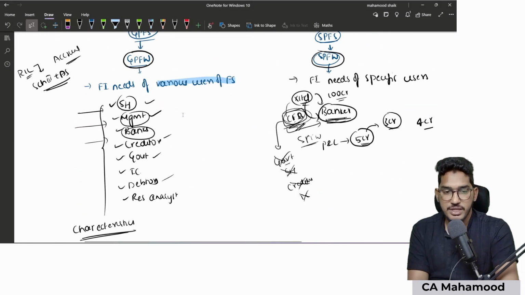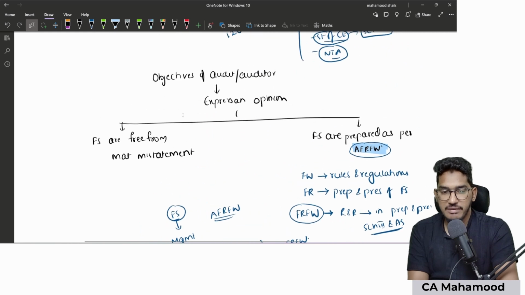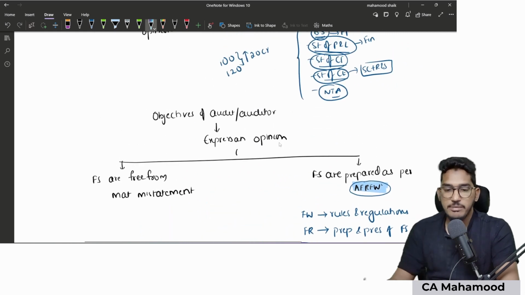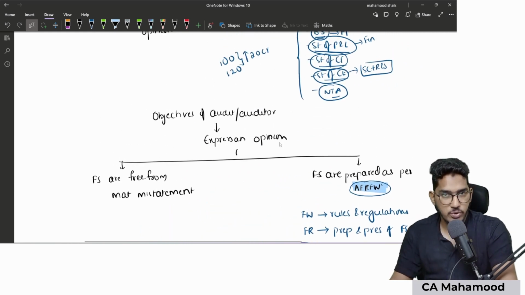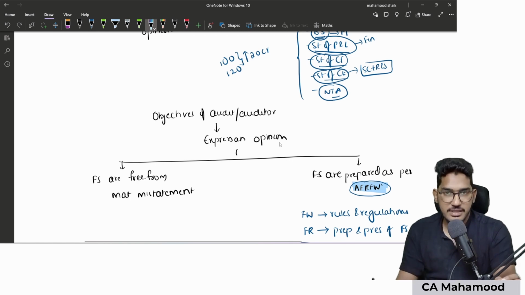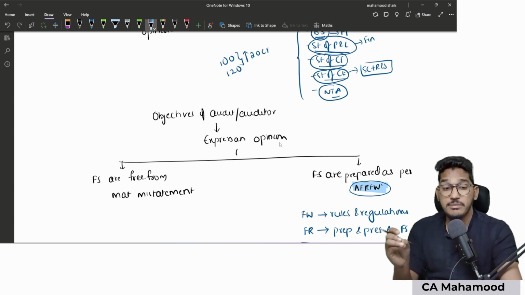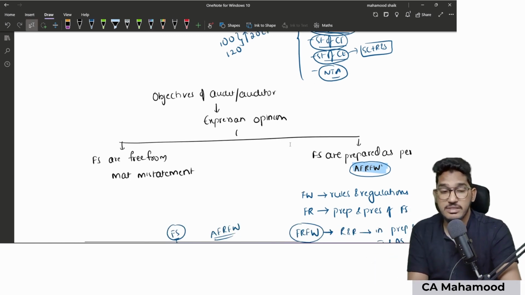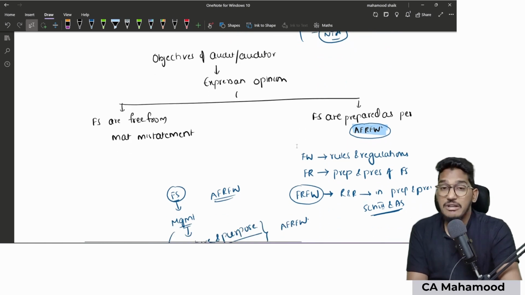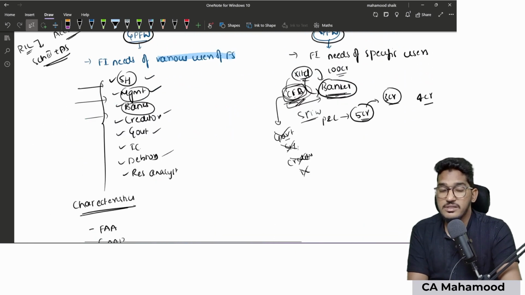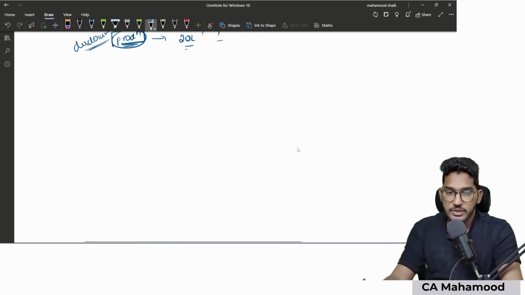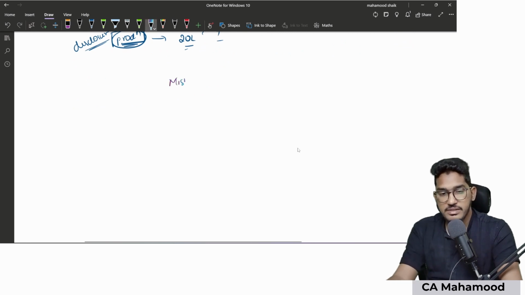We are discussing the objectives of the auditor. In the second objective, we have discussed whether financial statements are prepared as per the applicable financial reporting framework. But we did not discuss the first objective, which is whether financial statements are free from material misstatements or not. Now we need to understand what this material misstatement is. First we will understand the term misstatement.